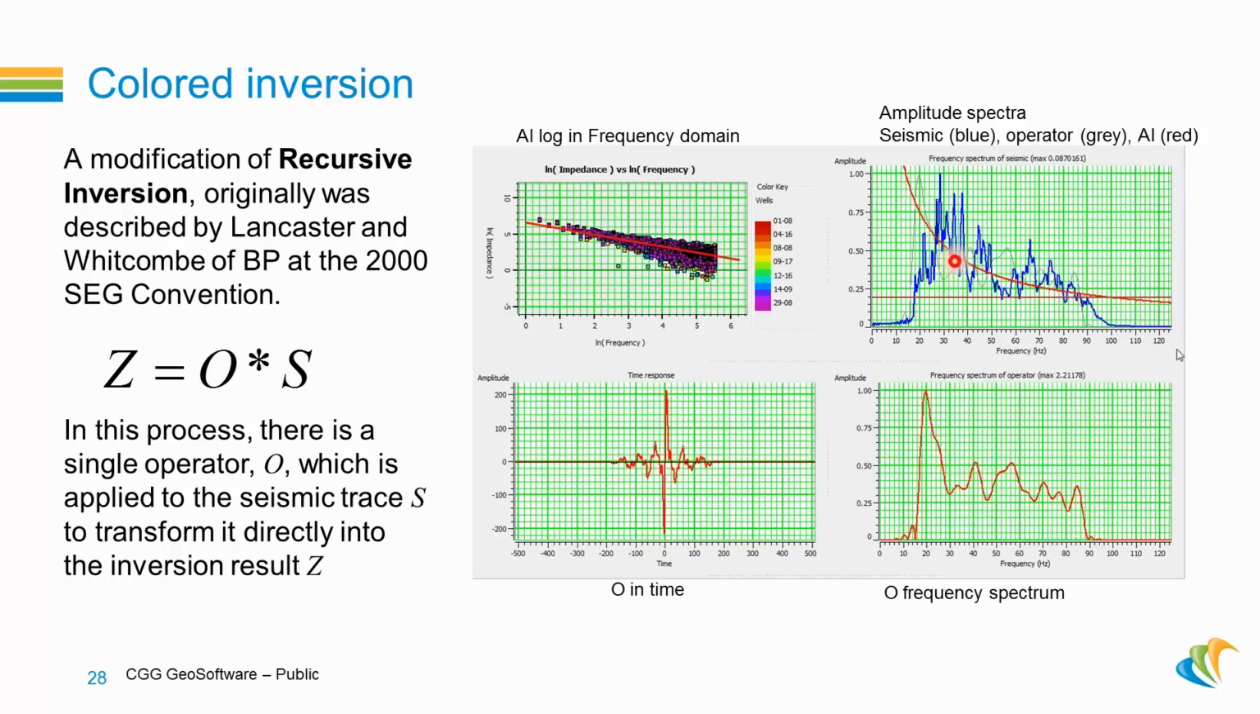Then by simply dividing the red by the blue, we can get the amplitude spectrum of the operator. And since we know it's a 90-degree phase, we can calculate it in time. Then we can apply this operator on the seismic data and get the acoustic impedance. It's a very easy tool as well.